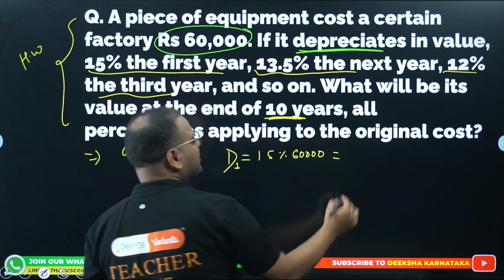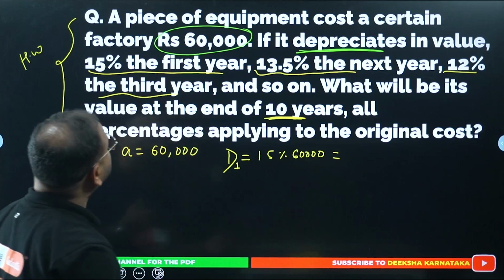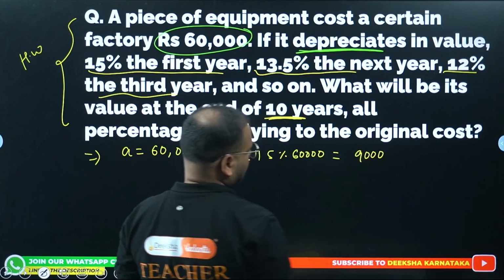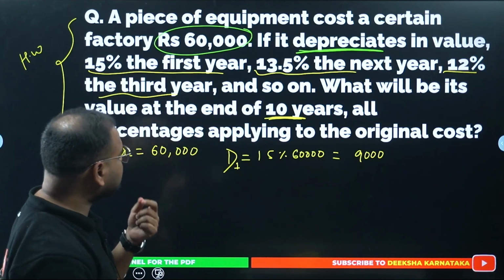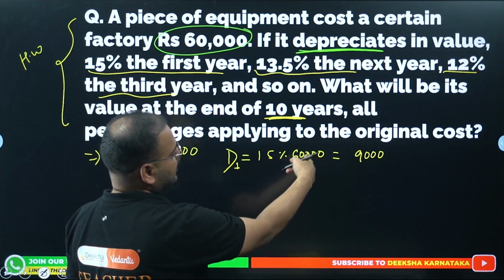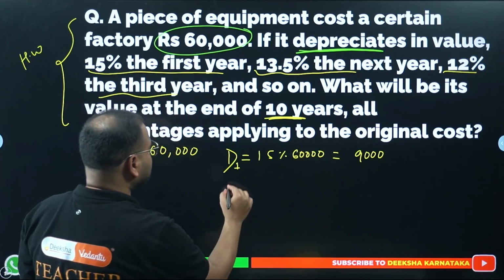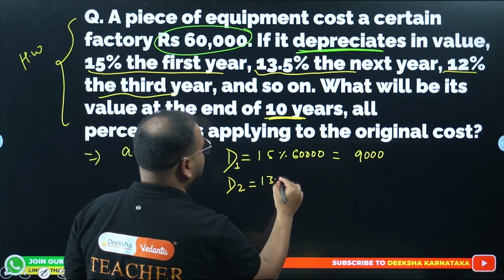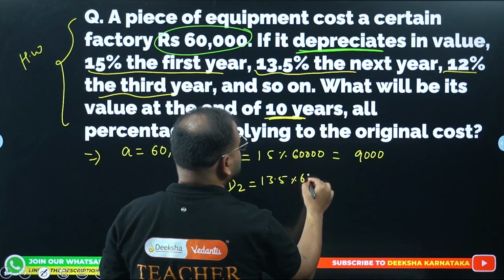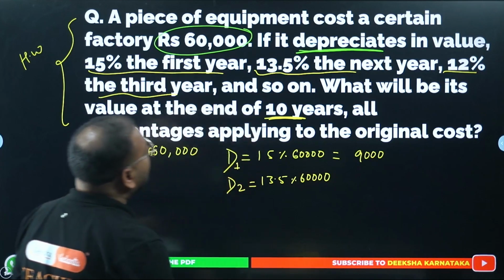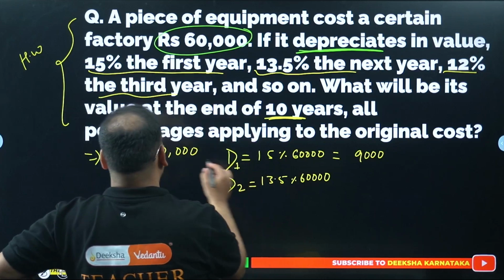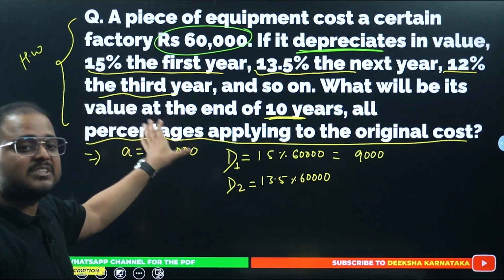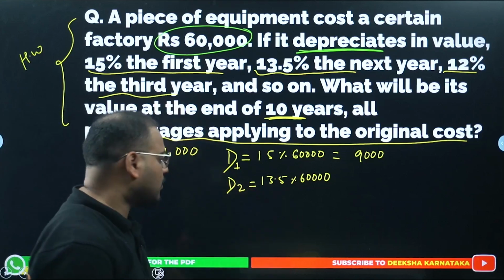15% of 60,000 is nothing but 9,000 rupees. Is it right, sir? Check. 15 by 100 into 60,000, cancel it, yes, 9,000 rupees. What about depreciation number 2? It says 13.5% of 60,000. Why 60,000, sir? Because they said here, look, percentages apply to the original cost. Means all the percentages given apply only to the original cost.